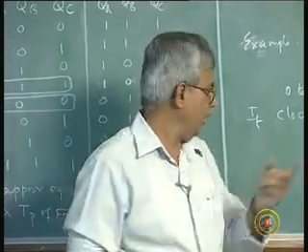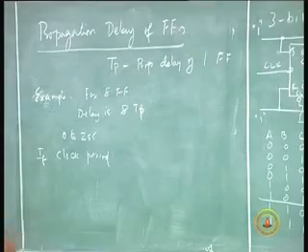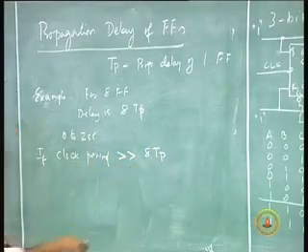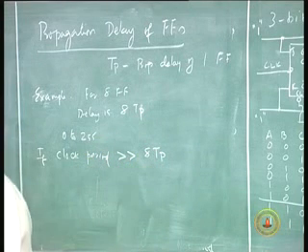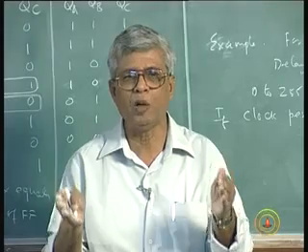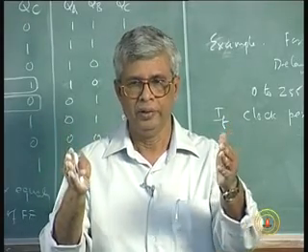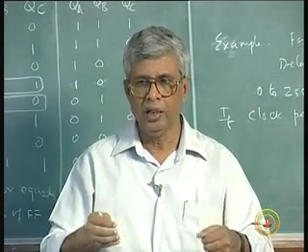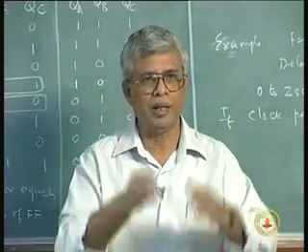So if this clock period is much larger than 8 Tp, then you are not worried. It's a small amount of time. Anyway, it's going to have one clock period to settle down. The count is not going to change for one clock period. From 0 to 1 to 2 to 3 to 4 to 5, each of these counts is going to remain for one clock period.